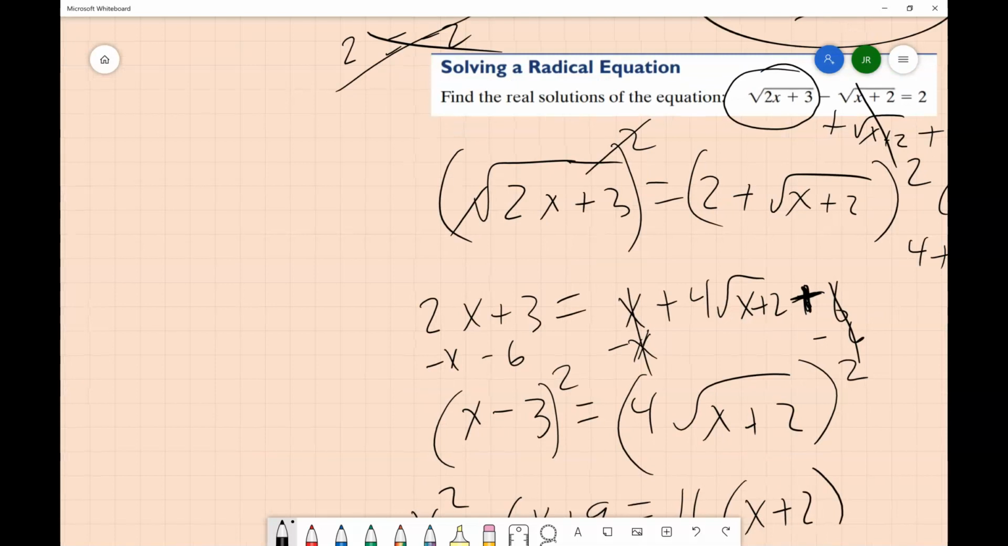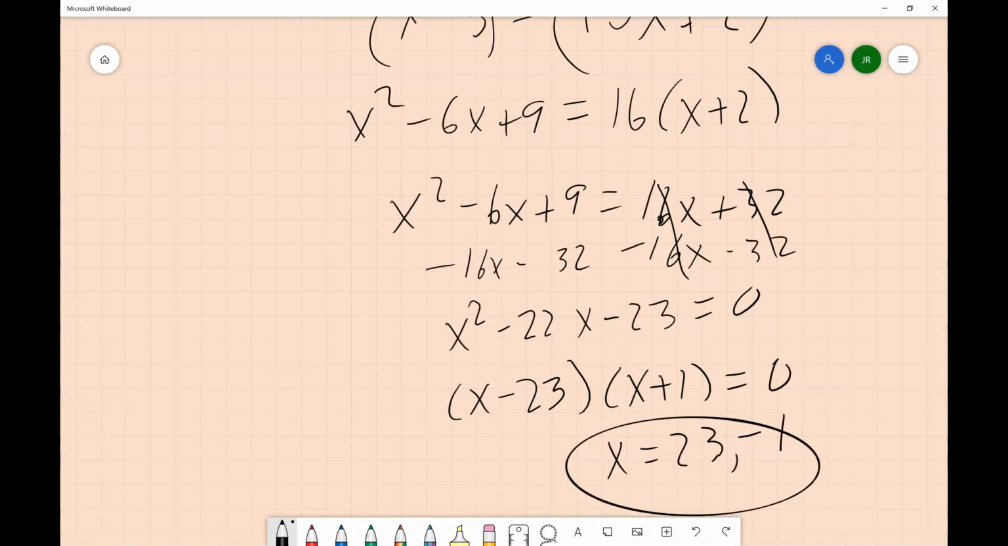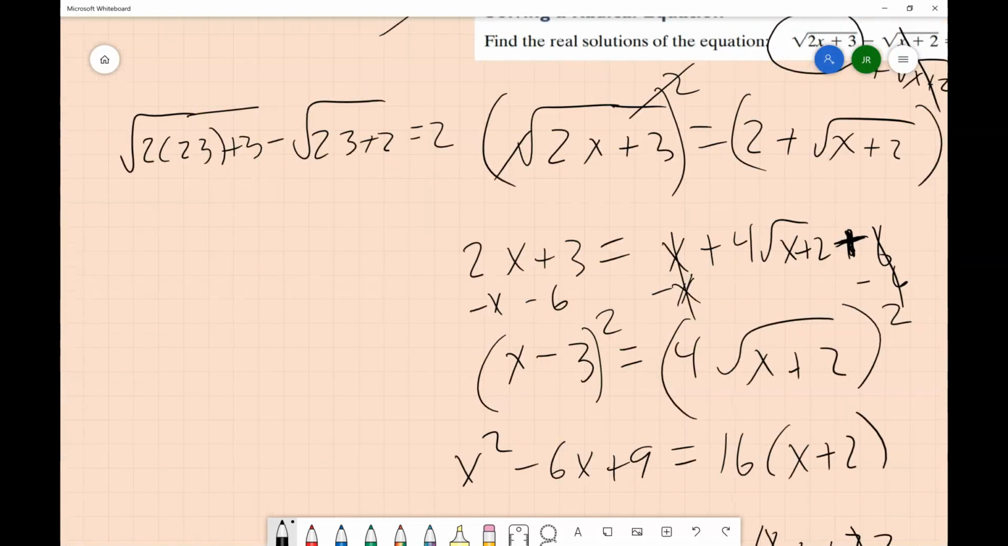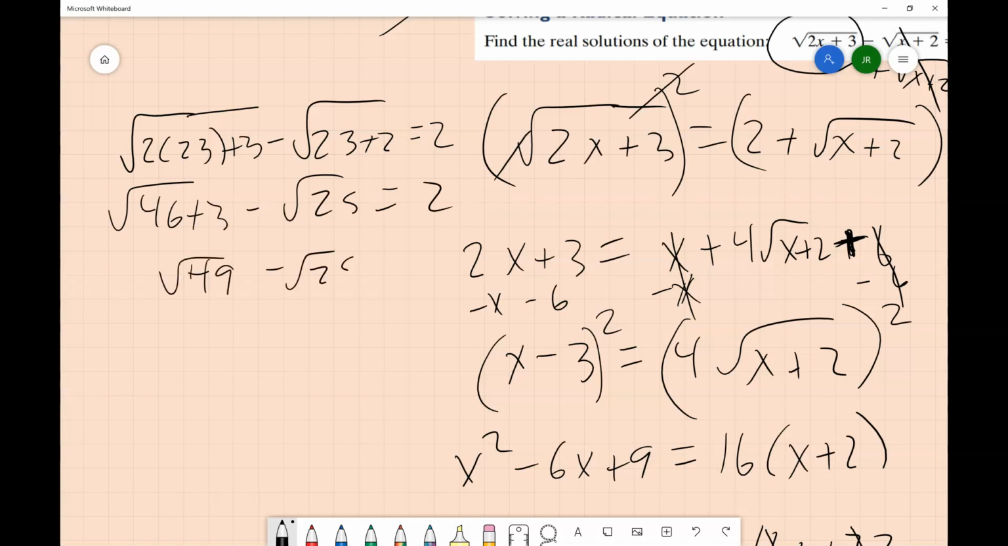The square root of 2 times 23 plus 3 minus the square root of 23 plus 2 equals 2. All right, 23 was the answer, wasn't it? 23 and negative 1, yeah. So let's see how this works out. That's going to be the square root of 46 plus 3 minus the square root of 25 equals 2. That's the square root of 49 minus the square root of 25. That's 7 minus 5, and that is correct. So the 23 is a good answer.